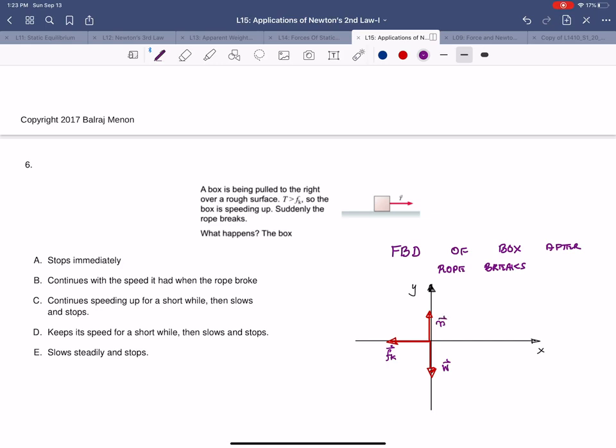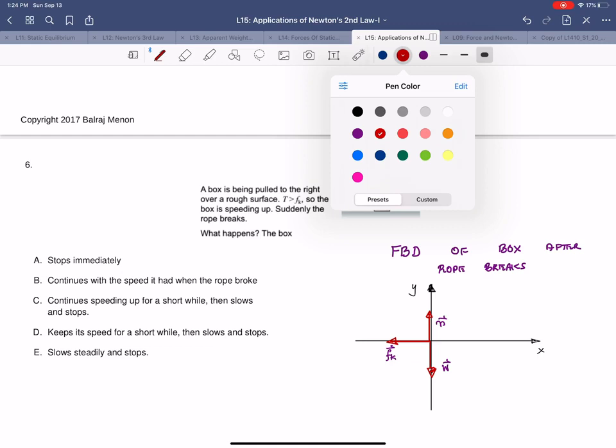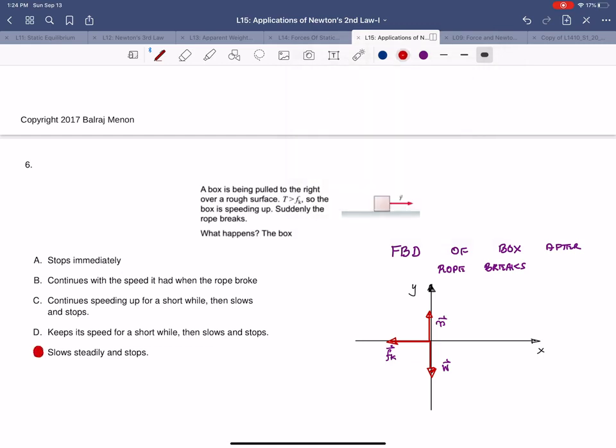And now the object is moving to the right. It's got some velocity, and there is a force, the force of kinetic friction, which is slowing it down. So as soon as the rope breaks, the object is going to start slowing down and eventually stop, because the force of kinetic friction still acts on the object. So it slows steadily and stops.